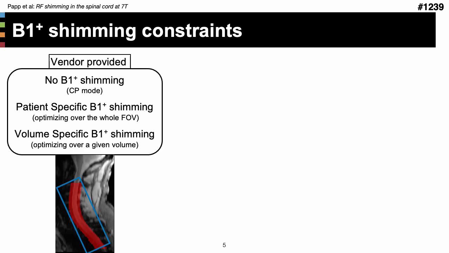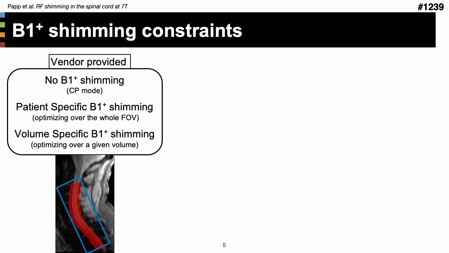What constraints did we use? The easiest is to use no constraint. This is just no B1 plus shimming, CP mode, or true form. The next is to do patient-specific B1 plus shimming. This is optimizing over the whole of the field of view. And the third is to do volume-specific B1 plus shimming. These three options are provided by the vendor.